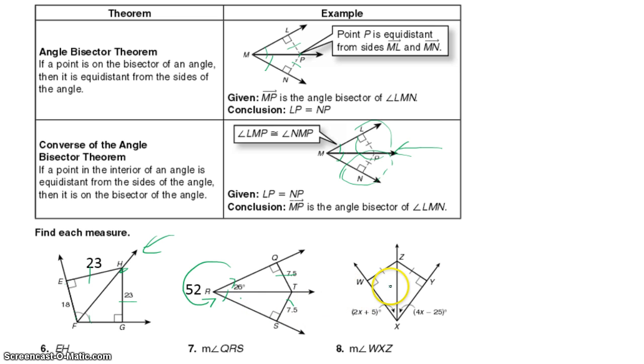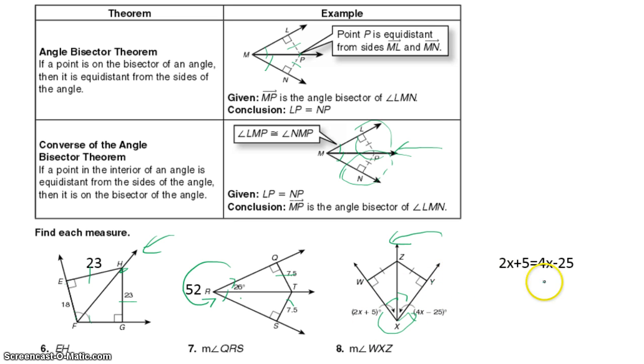And then our last one over here, we want to find the measure of angle WXZ. Our information that has been given to us is the fact that Z is equidistant to the sides of the angle. Therefore, we know then that ray XZ is the bisector. Therefore, we know that these angles are congruent. So we'll set them equal to each other and we will solve it.